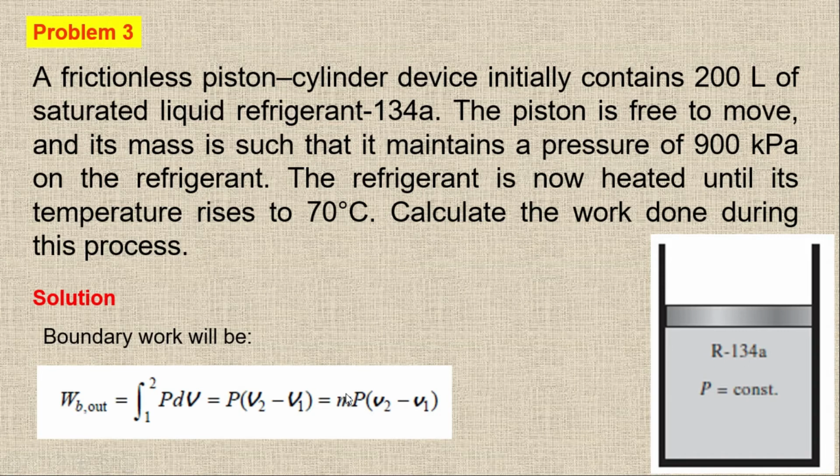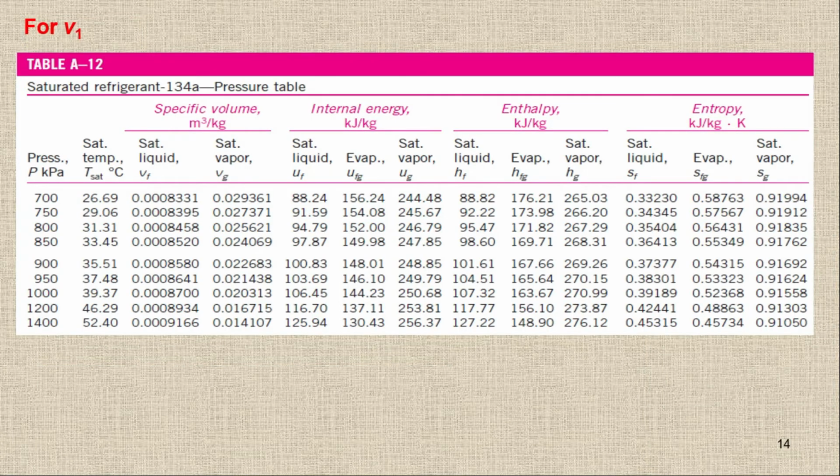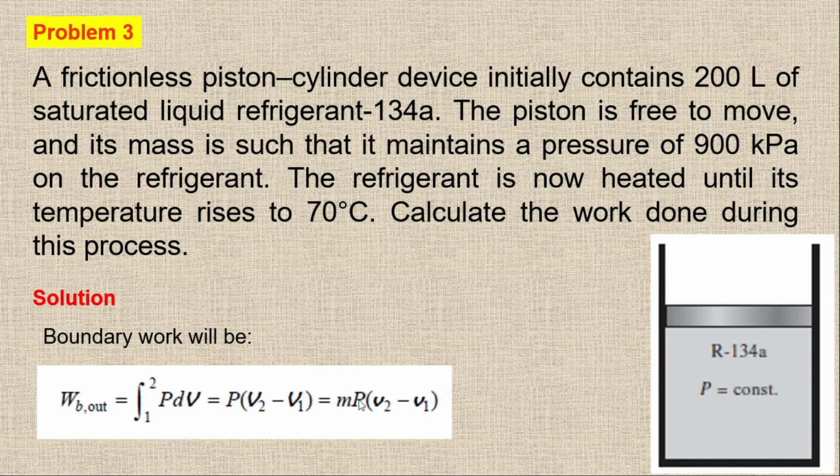If you see, the value of mass is not given. As we don't know the value of mass, how can we get it? So I'm going to solve for V1 and V2 first. For V1, we have saturated liquid at 900 kilopascal, the saturated liquid at 900 kilopascal for R134A.